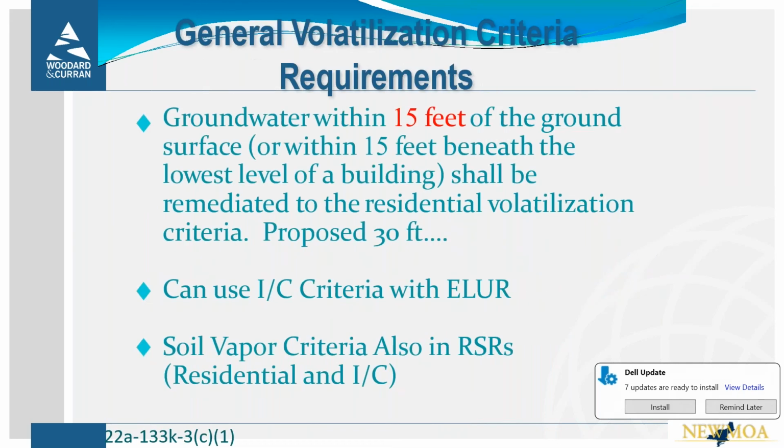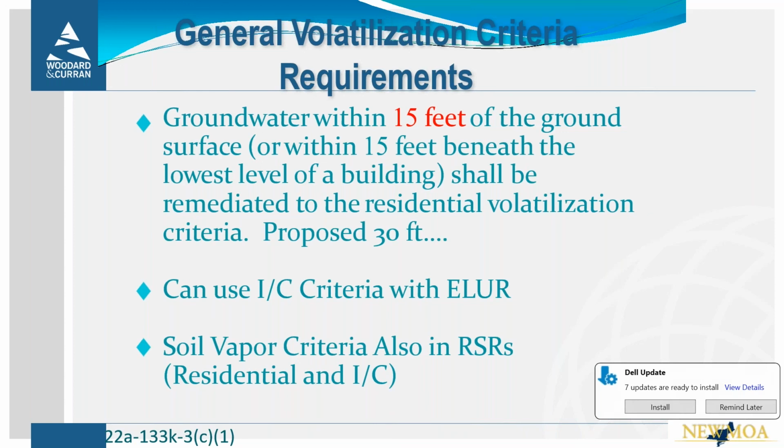And then lastly, the volatilization criteria. These were actually put out in 1996, so that was well back into the infancy of the vapor intrusion pathway sort of coming to light. So these have been around a long time. They currently apply to only 15 feet from the bottom of the basement or any habitable structure. They're proposing to go to 30 feet just because it's been recognized over time that may not be conservative enough.